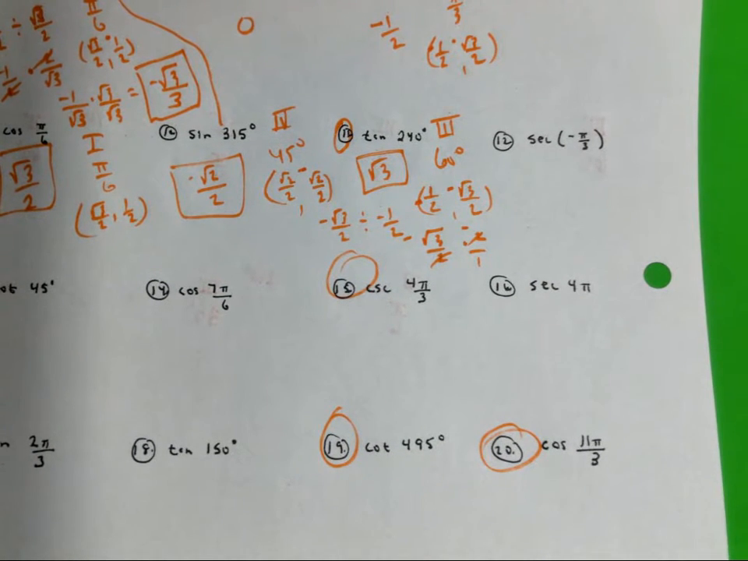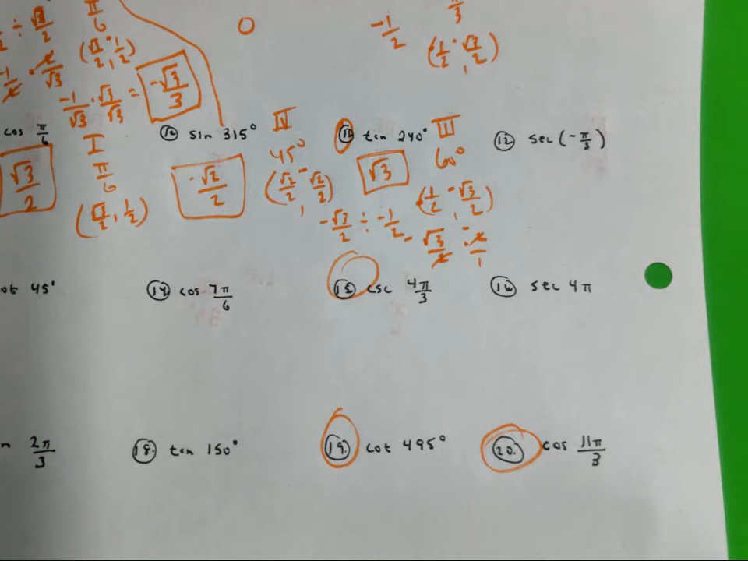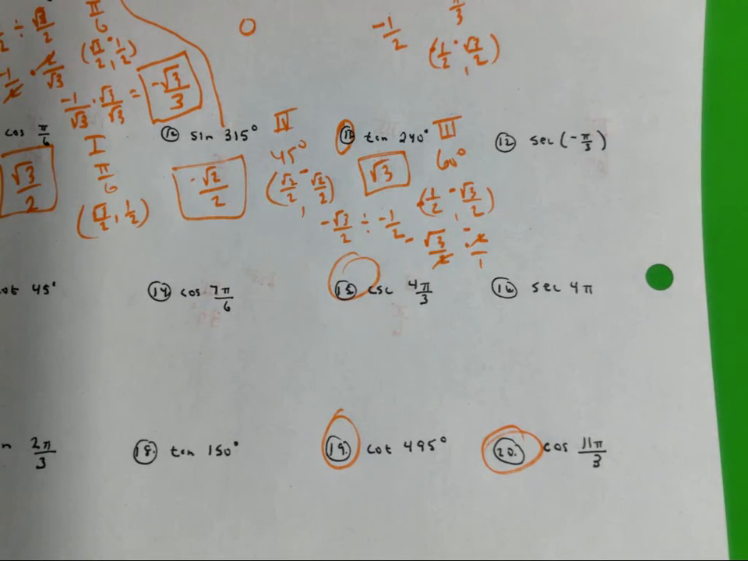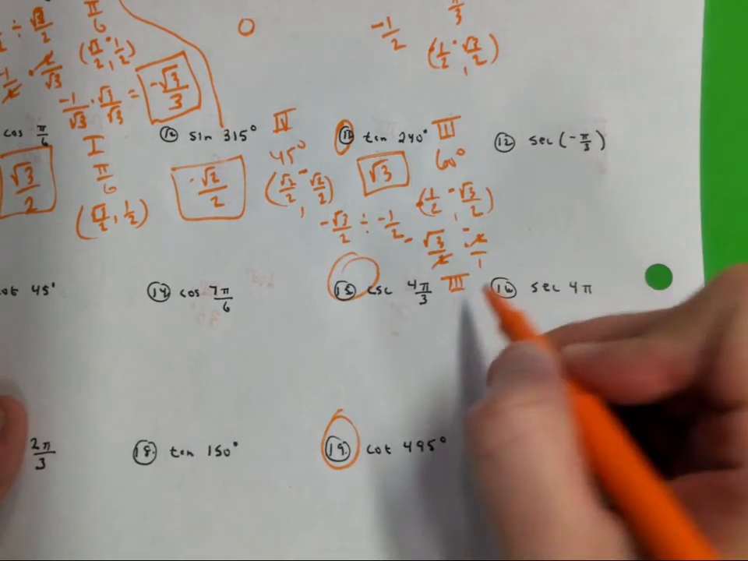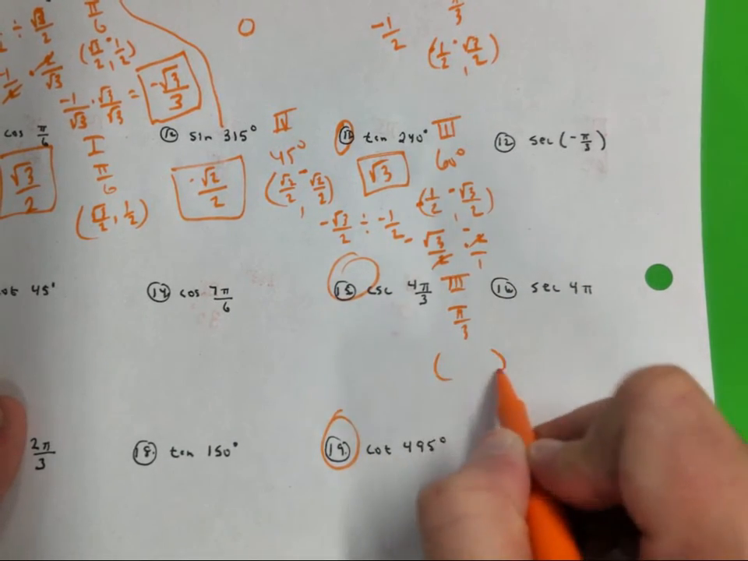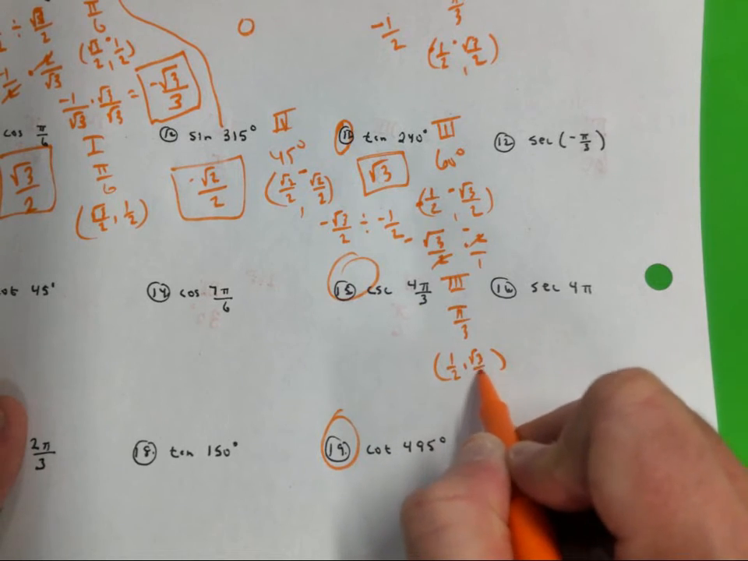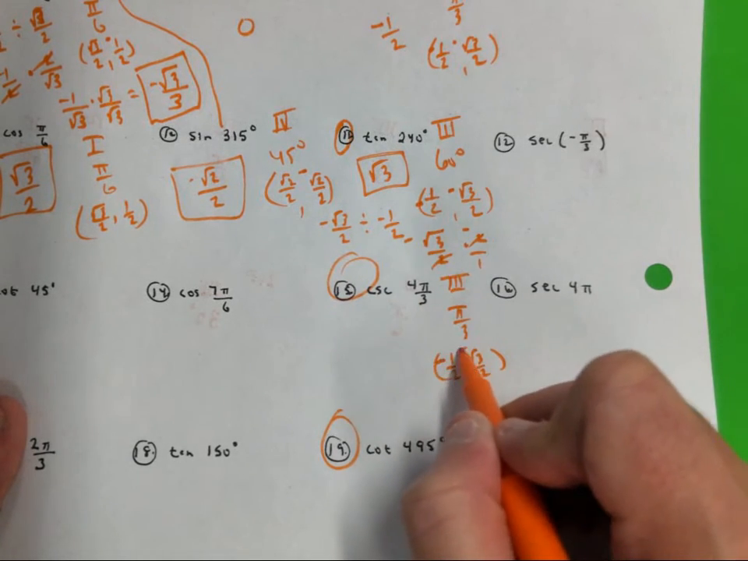Alright, number 15. 3 goes into 4 how many times? 1 and 1/3. So here's 1. I need a third more, so it's in quad 3. My reference angle is pi over 3. My ordered pair is 1/2, square root of 3 over 2. It's in quad 3. They're both negative.